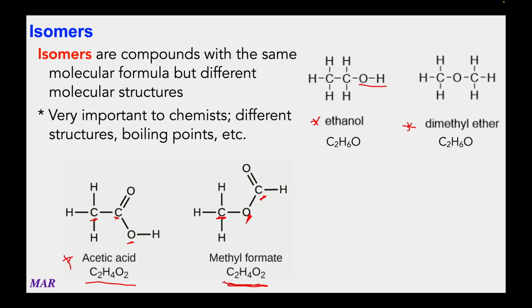So isomers are compounds with the same formula, but different orientations of atoms in the space that the molecule takes up. And they're very important. There are different structures, different boiling points, different ways that they react with things. There's a lot of different things you can do. Acetic acid is an acid, and methyl formate is not an acid. So there's lots and lots of differences. Isomers will be really important. I just wanted to throw it up there so you know what I'm talking about.